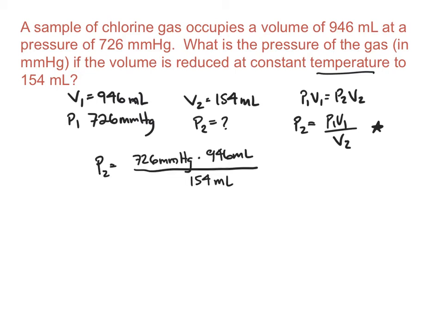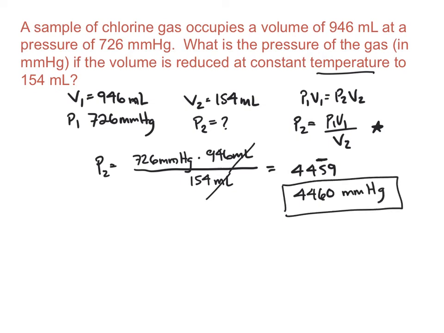So we can go ahead and plug in our values. When we plug this into our equation, we get the following. We're going to get 4460. We're going to look at our significant figures here. It looks like 3 sig figs across the board. Units-wise, milliliters and milliliters cancel. Millimeters of mercury are left over, and this is our final answer in millimeters of mercury.